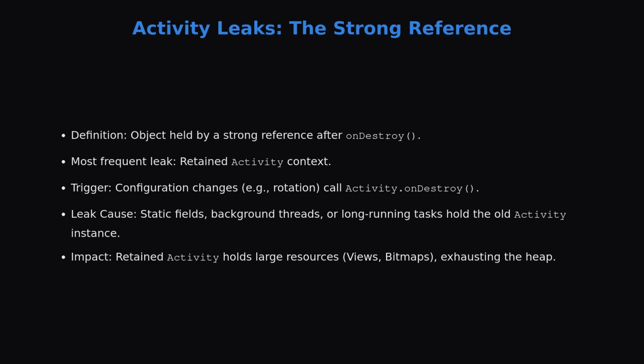Configuration changes, such as screen rotation, trigger activity.onDestroy, but if a background thread, a static field, or a long-running task holds a reference to the old activity instance, that instance cannot be collected. This retained object consumes memory until the application process is terminated. The retained activity often holds references to large resources like views and bitmaps, rapidly exhausting the heap. Identifying the specific strong reference path is mandatory for remediation.